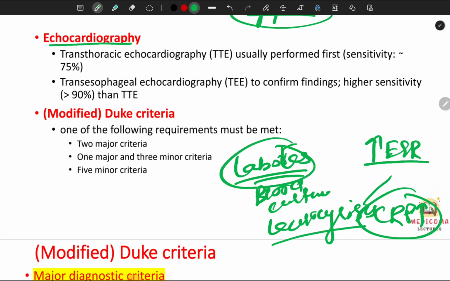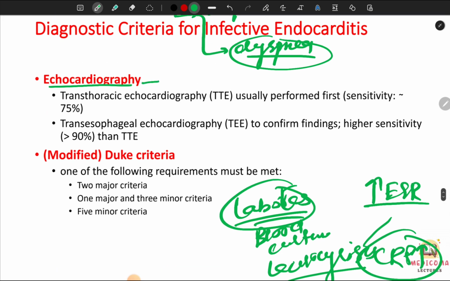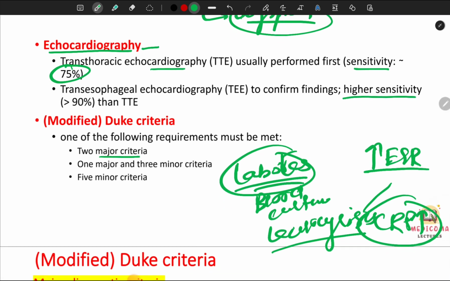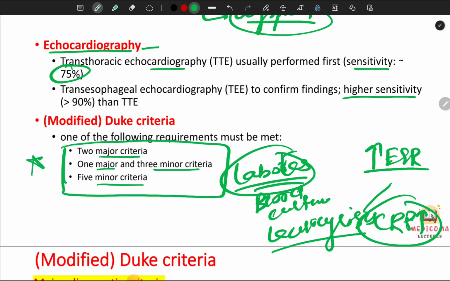The next is echocardiography, which is the most important test we can do. Transthoracic echocardiography is usually performed first, with a sensitivity of 75%, then transesophageal echocardiography to confirm the findings, which has higher sensitivity. And the most important thing is the modified Duke criteria, which is the most important for the diagnosis of infective endocarditis. So how can we diagnose? If two major criteria are present, or one major and three minor criteria, or five minor criteria are present, we can diagnose infective endocarditis. This is important and can be asked in any exam.